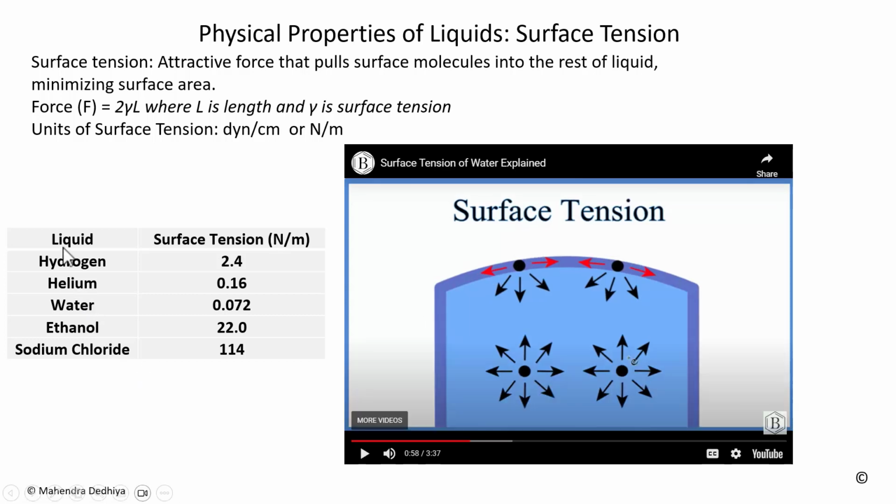Surface tension of some of the liquids is shown here. An example is water. Water has a surface tension of 0.07 Newton per meter compared to ethanol, which has a lower surface tension of 22. That means it would require more force to pull a water molecule into the system. This is important to understand.